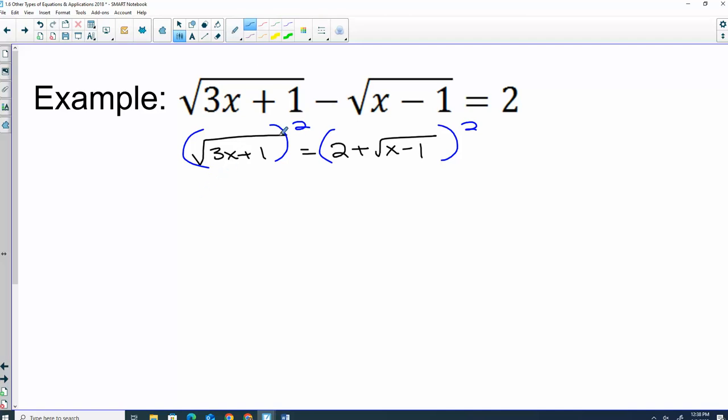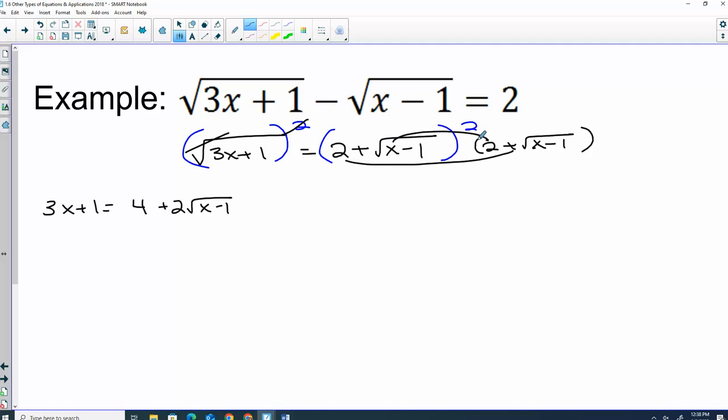So on the left, if it's just a single term, the square and the square root drop. On the right, to square it, it means you have 2 of those parentheses because there's 2 terms, so we FOIL. So we get 4 plus 2 radical x minus 1 plus 2 radical x minus 1. And when you take the square root times itself, it just cancels. So plus x minus 1.